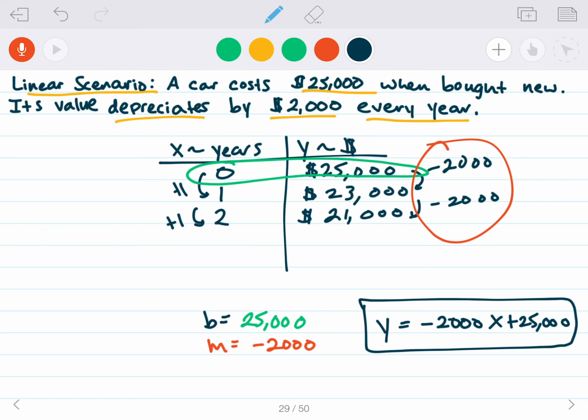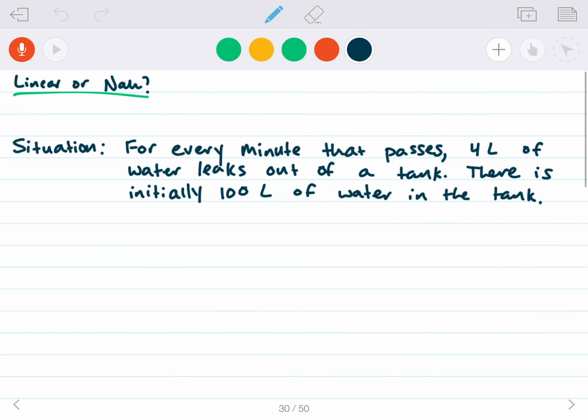Sometimes we call the y-intercept the starting value because it's basically what we start with at year 0, or whenever x is 0. Okay, so is this linear or nah? For every minute that passes, 4 liters of water leak out of a tank. There's initially 100 liters of water in the tank. Is this a linear situation?